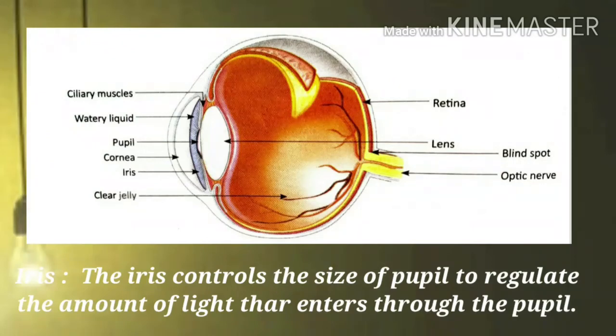The next structure is iris. It is the colored part of the eye and is involved mainly in controlling the size of the pupil. The iris increases or decreases the size of the pupil to regulate the amount of light that enters through the pupil.